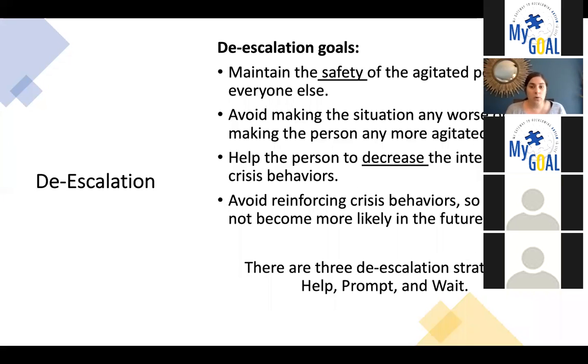The main goal here is to maintain the safety of your child and everyone in the environment. So if your child perhaps throws things or has tantrums that include aggression, this is where we want to de-escalate so that doesn't happen. We want to avoid making the situation any worse or making the person any more agitated.